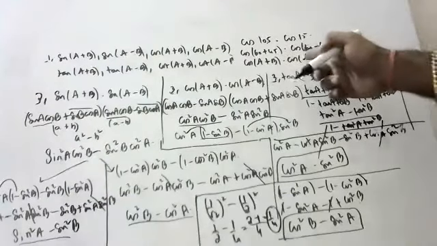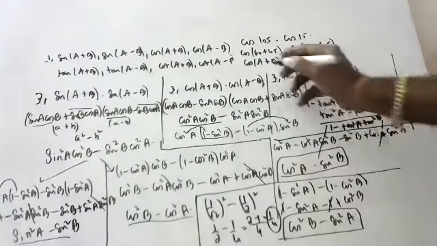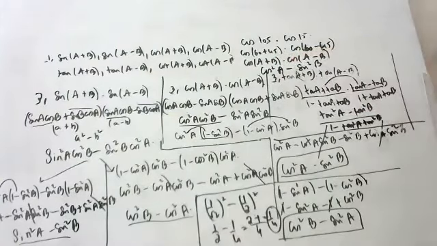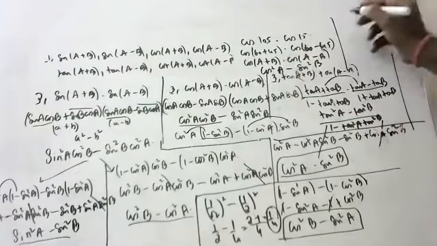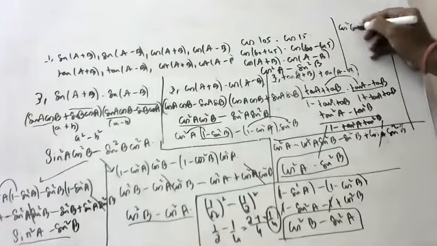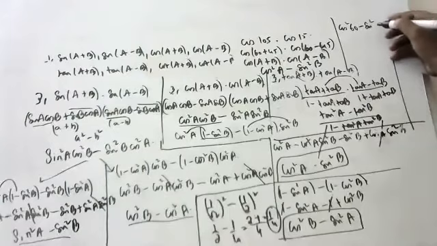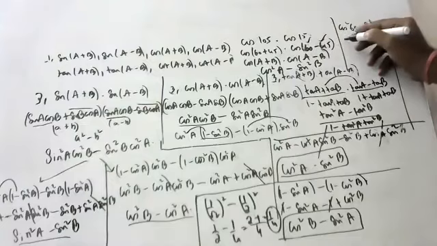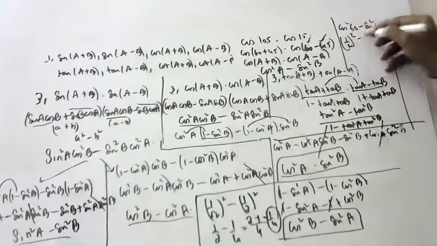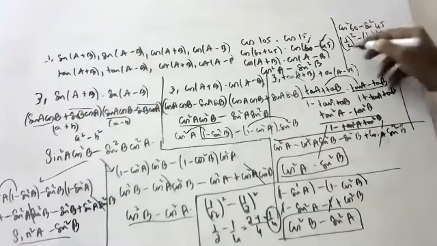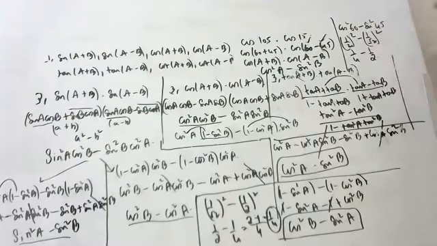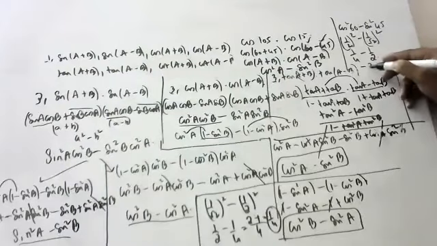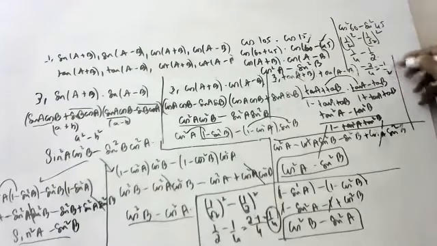So children, cos(A+B) cos(A-B): which formula will we use? We have cos square A minus sin square B. Let's substitute, children. Cos square A means cos square 60, minus sin square 45. This is A, this is B. Cos square 60 means (1 by 2) whole square, and sin square 45 is (1 by root 2) whole square. 1 by 4 minus 1 by 2. Minus 1 by 4 is the answer.